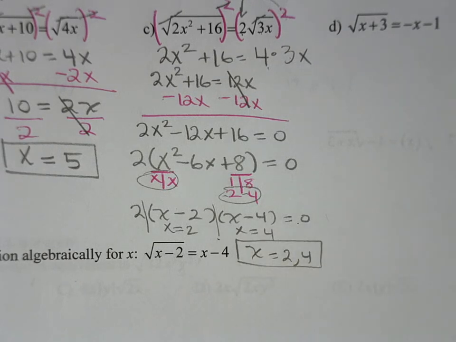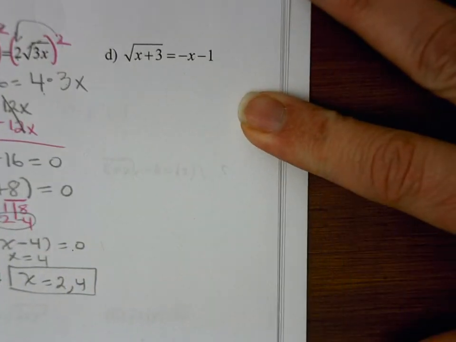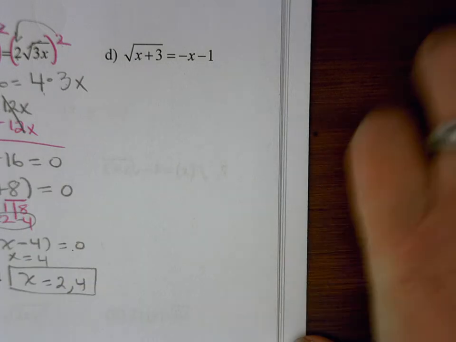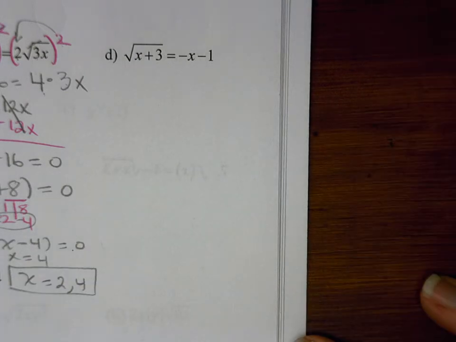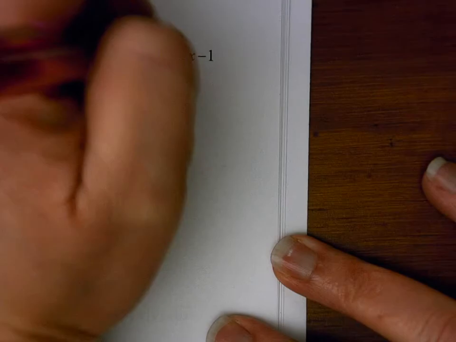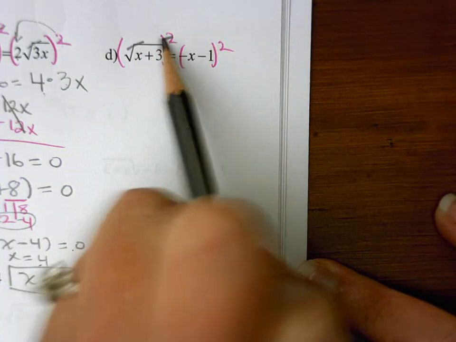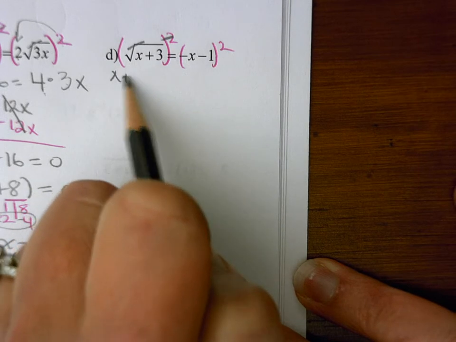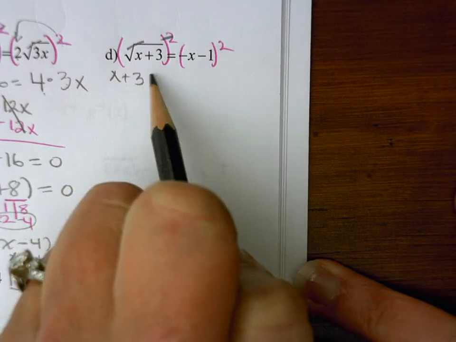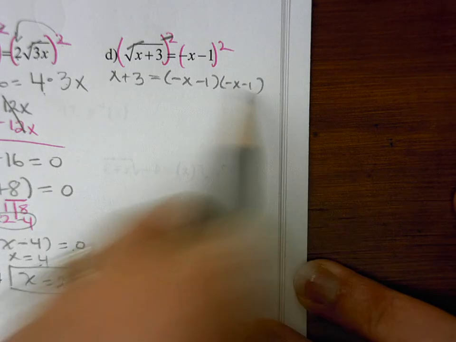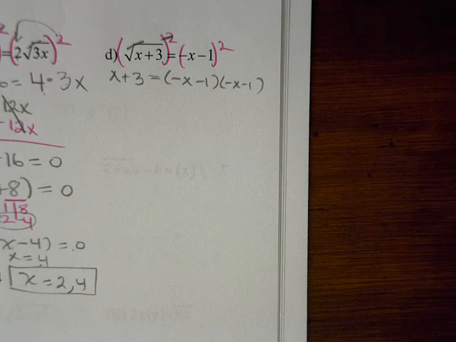Okay, and then for the last one, so for 4D. So the radical is already isolated, so I don't have to do that. So now I'm ready to just square both sides. So the root and the squared cancel, leaving just x plus 3. And then I have to square that quantity, so I need to write it out twice. And then distribute.